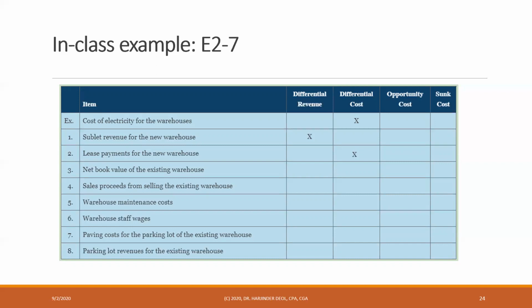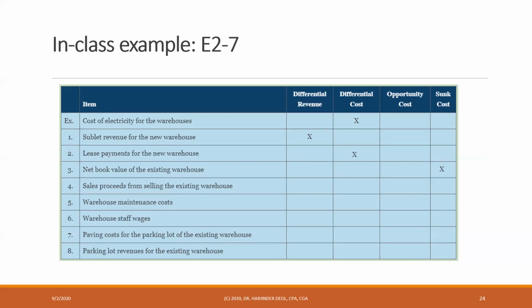Number 3 is net book value of the existing warehouse. You remember from accounting 2121, net book value is basically cost minus accumulated depreciation. So the cost less accumulated depreciation of the existing warehouse will remain the same regardless of whether we choose to move into the new warehouse or not. So essentially it represents a sunk cost.